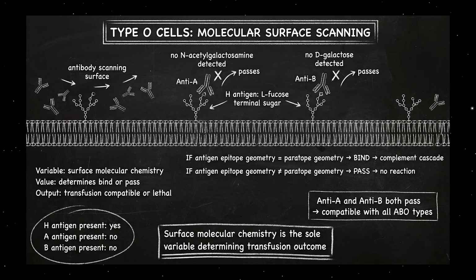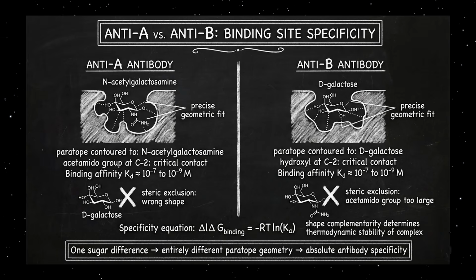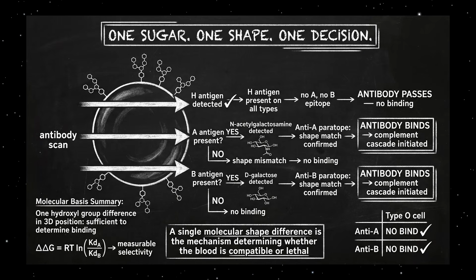The antibodies scan the surface. Each antibody is a Y-shaped protein with two identical binding sites at the tips of the Y, each site shaped to recognize one specific three-dimensional molecular structure. Anti-A antibodies carry binding sites shaped to fit the N-acetylgalactosamine sugar. Anti-B antibodies carry binding sites shaped to fit the D-galactose sugar. The binding is exquisitely specific. A difference of one sugar, one molecular shape, one three-dimensional contour determines whether the antibody binds or passes.